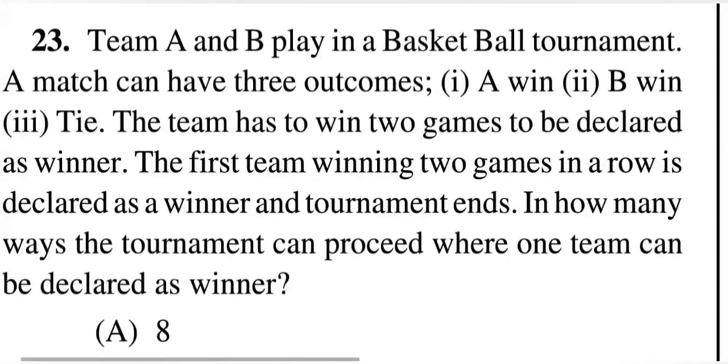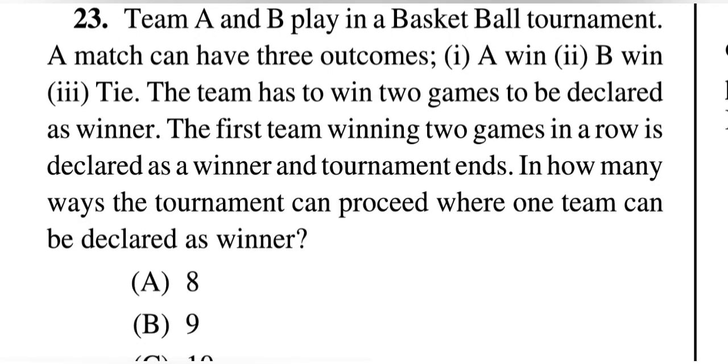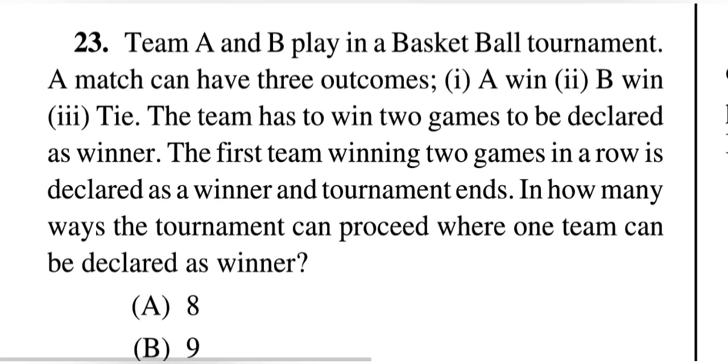technology. Number 23, this question is related to mathematical sum or reasoning ability. It says team A and B play in a basketball tournament. A match can have 3 outcomes. Number 1, A win. Number 2, B win. And number 3, tie. The team has to win 2 games to be declared as winner. The first team winning 2 games in a row is declared as a winner and tournament ends. In how many ways can the tournament proceed where one team can be declared as winner?